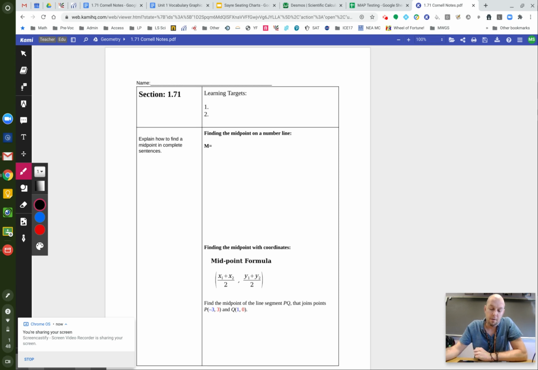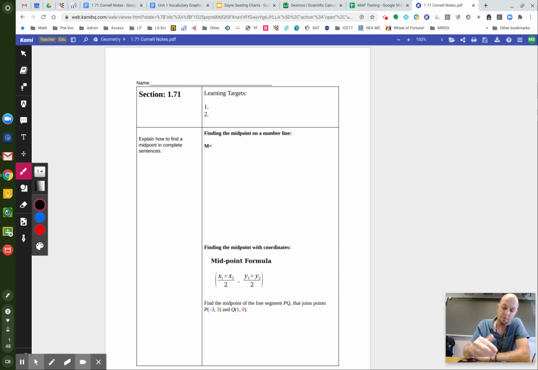All right, so we're going to go through the notes on section 7. These are for midpoint and distance formula, or actually section 1.7.